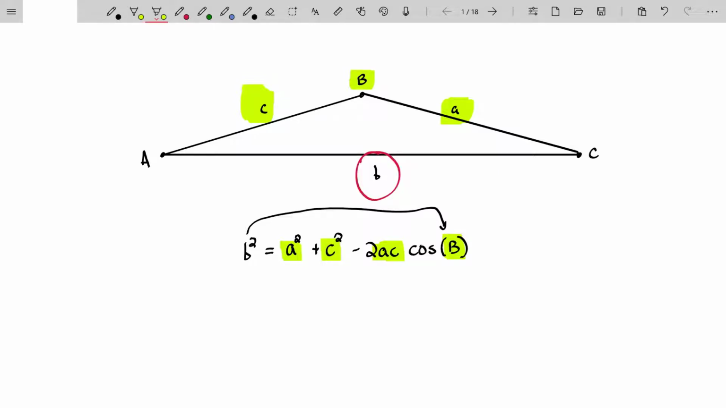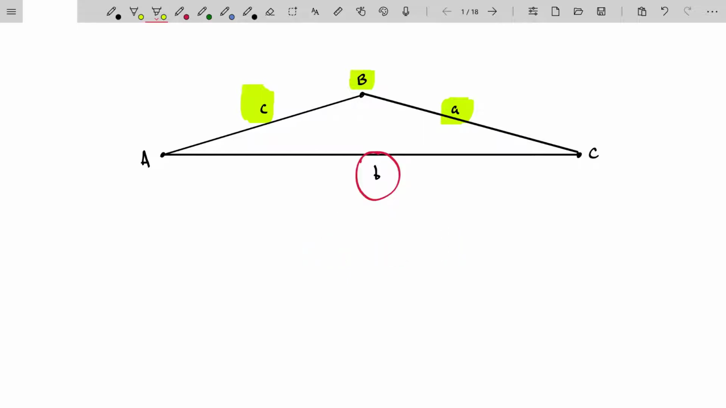Now, this is not a proof. I haven't done a proof yet, but I just want to make sure that you understand that once you have one version of the equation, you have all versions of that equation. Let's try one more before we go into the proof. Let's suppose instead that somebody hands us all three of these sides.